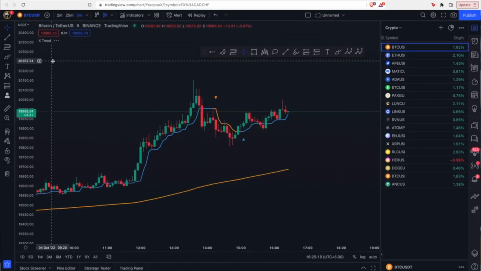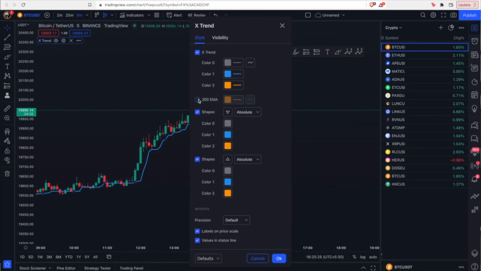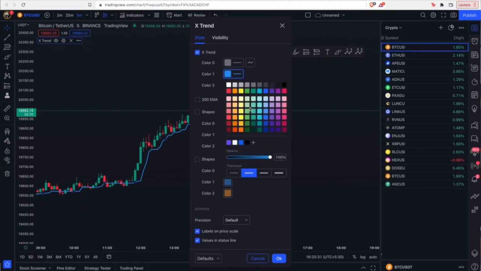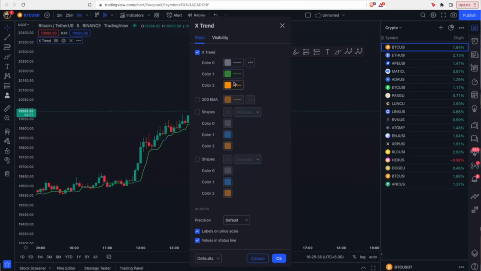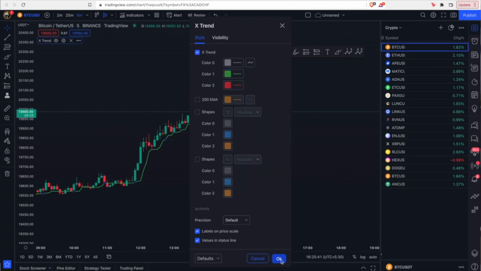Now we need to adjust the settings of this indicator. So go to settings, and we won't need EMA, so just uncheck it, and we won't be using the buy and sell shapes signal, so uncheck that as well. Now change the color of the first line to green for a bullish trend, and change the color of the second line to red so that we can clearly see the bearish trend.